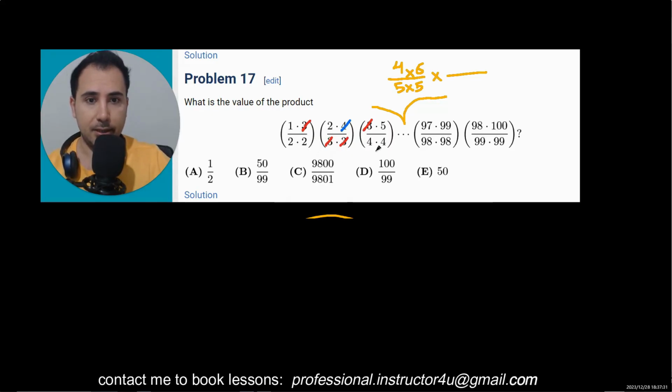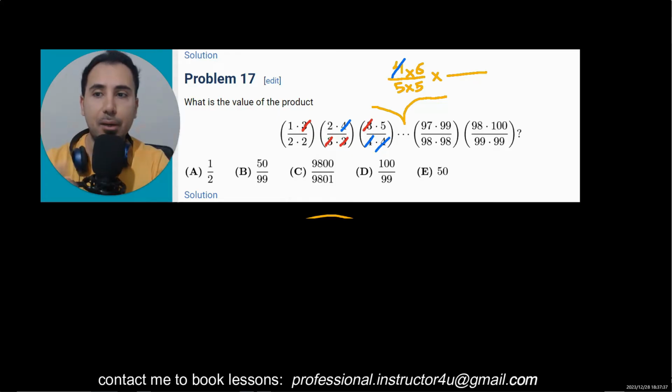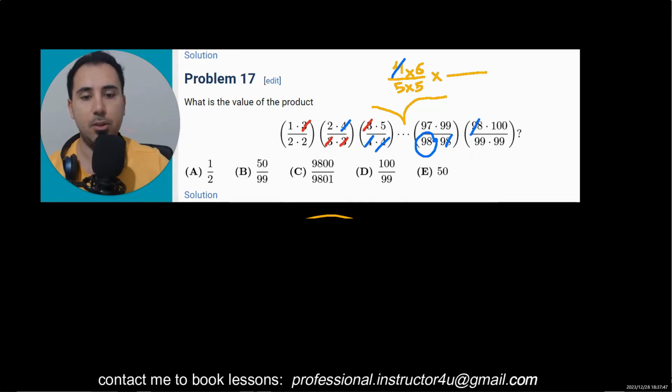This 4 is canceled with this 4. And this 4 is canceled with this 4. You see that all the numbers in the middle are disappearing. Okay? So let's do this for 98 here. This 98 goes with this. This 98 goes with the number beforehand, like the other ones.